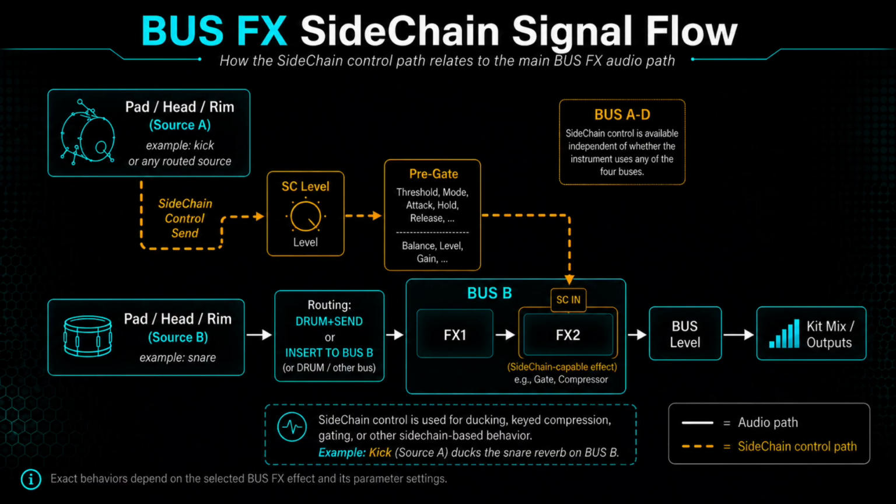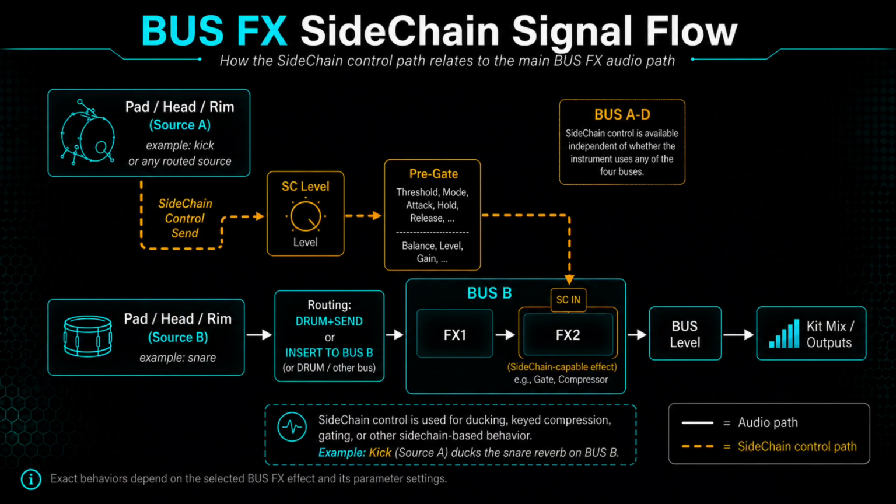The sidechain can control either FX1 or FX2 or any of the 4 buses. The kick does not need to be audibly routed through bus A or through any bus to provide this control signal. Its normal audio routing and its sidechain control send are independent. You also get control of the send level and a pre-gate on the sidechain send. Out of curiosity, I scrolled through the 150 or so kits I have loaded, and not one of them uses the sidechain feature.